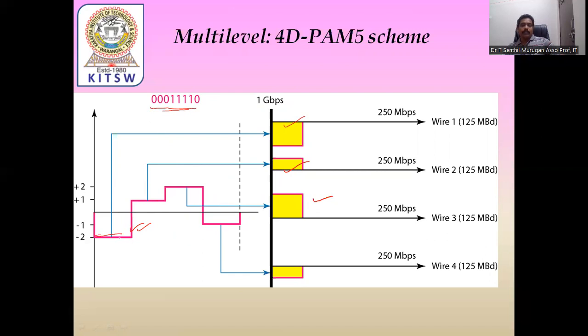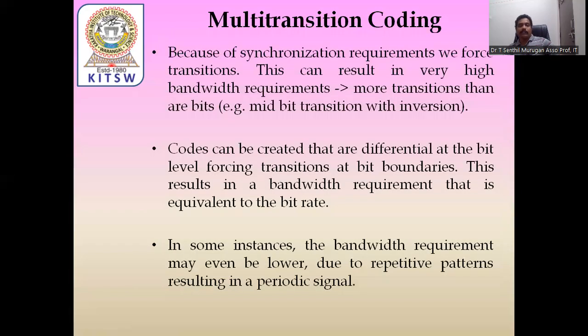Okay. So plus 2 will be 250 Mbps speed on wire 1. Second, these plus 1 symbols are transmitted through wire 2 with 125 megabaud. Same like that, the different lines are transmitted with different signals. Okay. So there is a synchronization problem here.